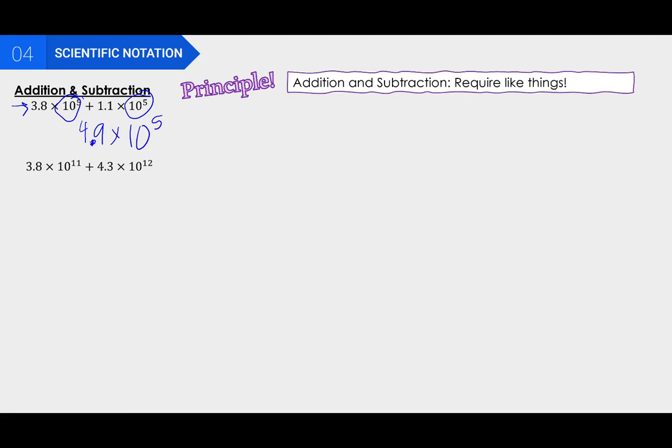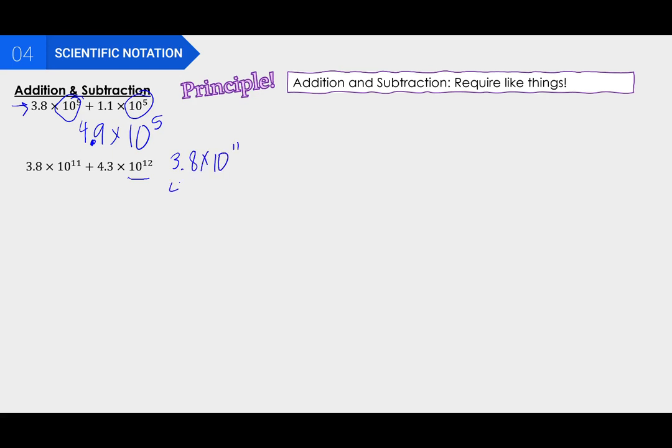However, you've probably already noticed, on the second one, we do not have like things. One is a 10 to the 11th place, and one is a 10 to the 12th. If I wrote those all out in regular notation, they would end at different spots, because the 10 to the 12th would be a bigger number. Let's go ahead and write this vertically. Help us see that a little bit.